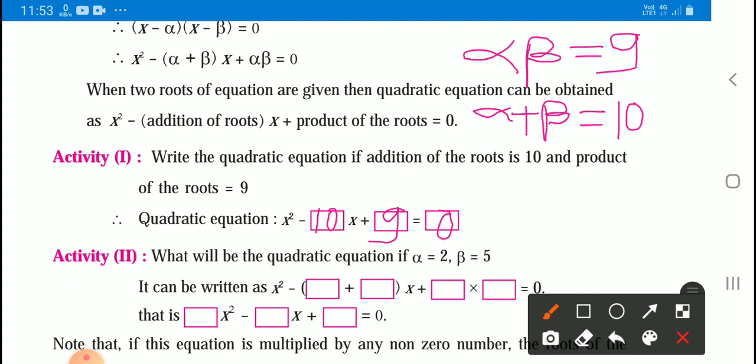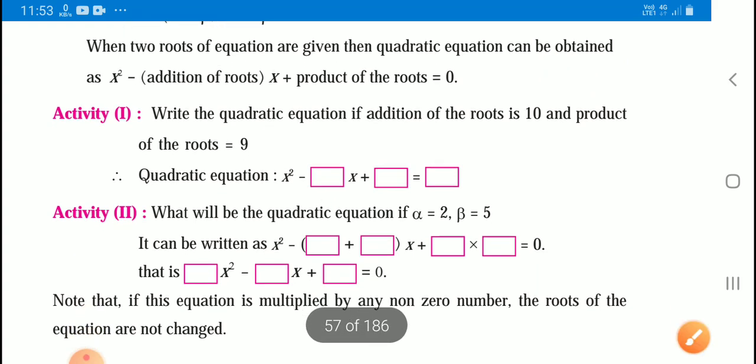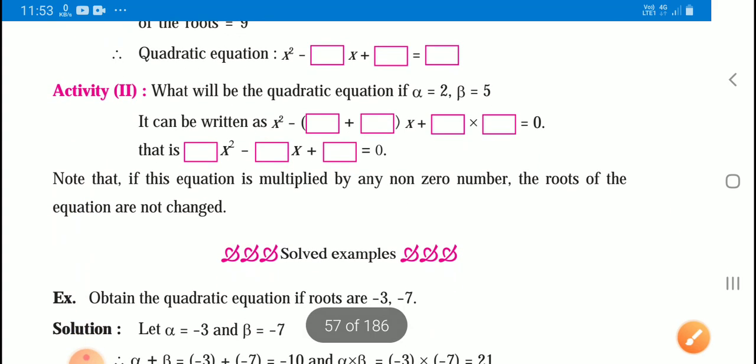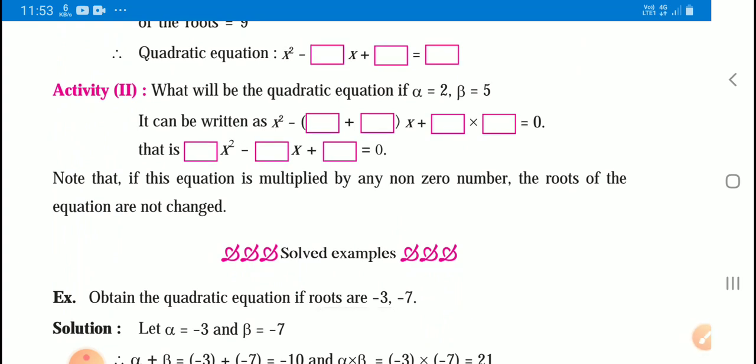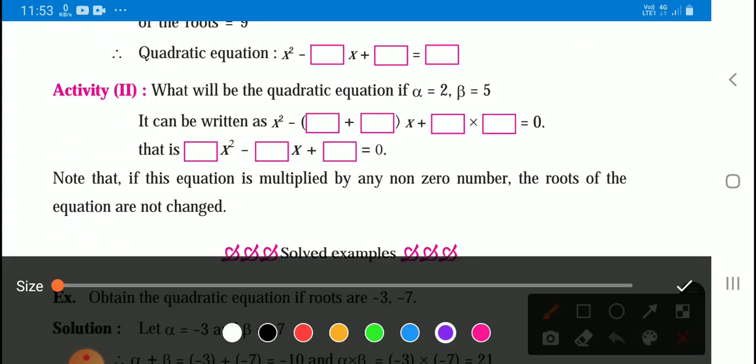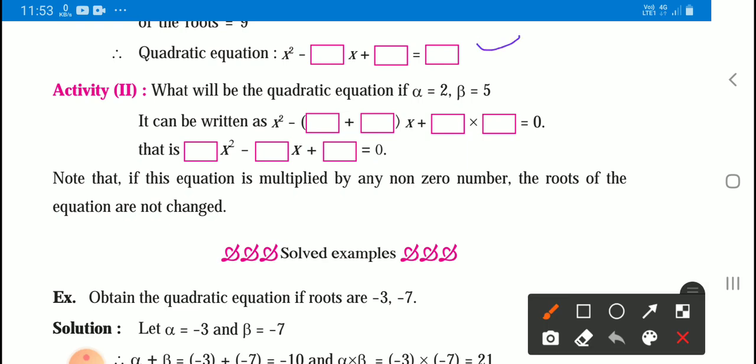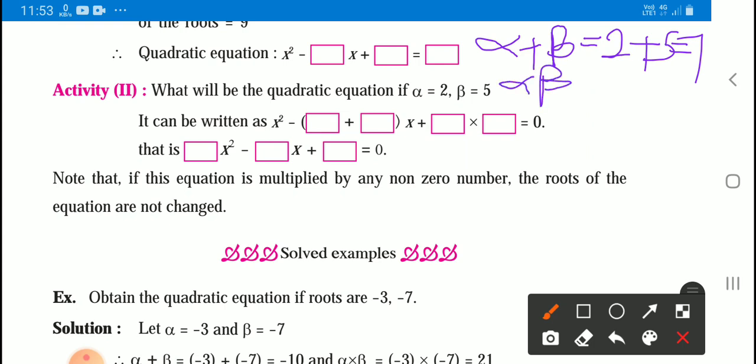Okay, now the next activity, where they have given the values of alpha and beta. What will be the quadratic equation if alpha is equal to 2 and beta is 5? First of all, we have to find the values of alpha plus beta and alpha into beta. Now alpha plus beta is equal to 2 plus 5 is equal to 7, and alpha into beta is equal to 2 multiplied by 5, so it is equal to 10.